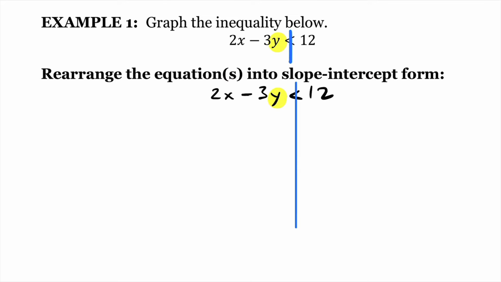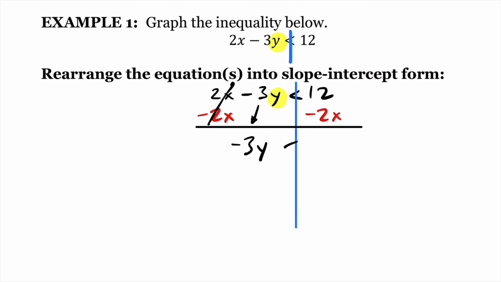Anybody know? Yeah, we're going to subtract 2x from both sides. We've done that before. You've done that many times already in this class. So this goes away, just like I wanted. I still have a negative 3y. Still have the same symbol.